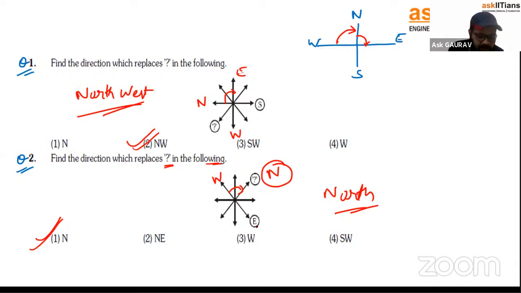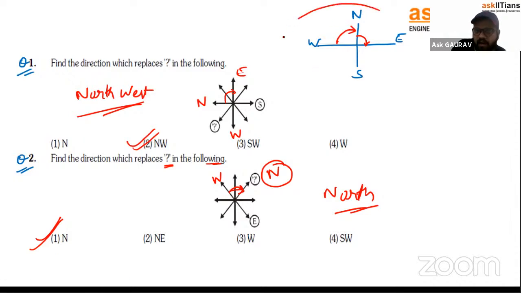See, east is given, right? Opposite to east will be west. Now you have reached west. Now for 90 degrees in the clockwise direction, you will reach north. 90 degrees from west in the clockwise direction is north. So the question mark will be north. That's it.